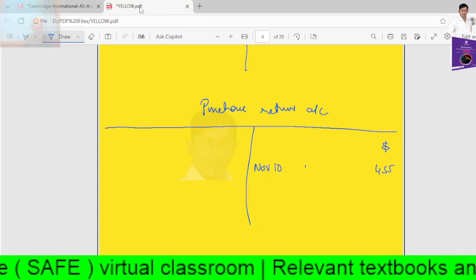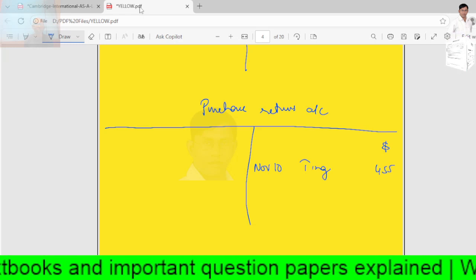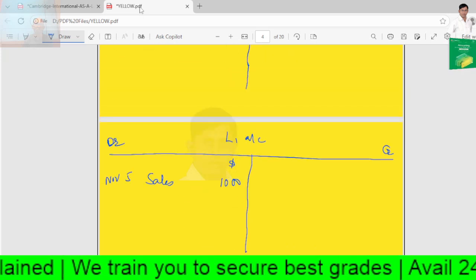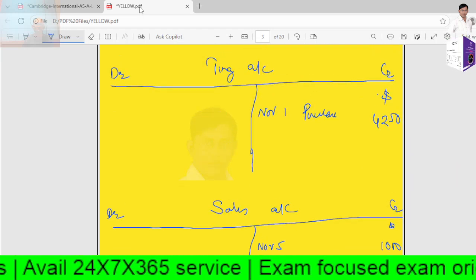So Tinge. What do we have to do? We have to debit Tinge. Now we have credited purchase returns, and now we have to debit Tinge.